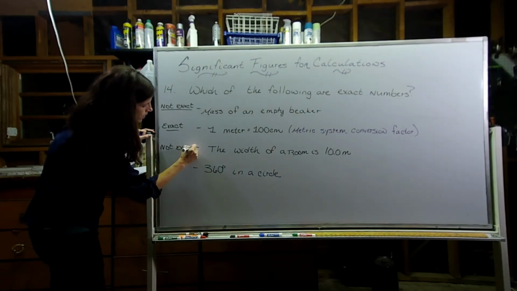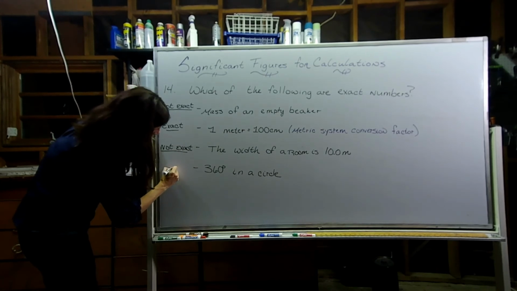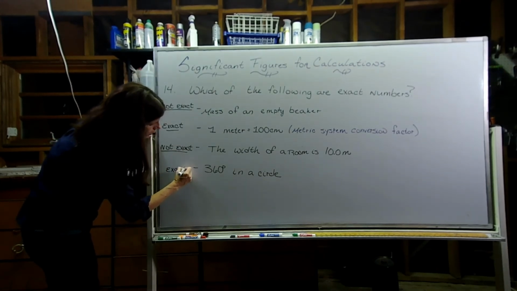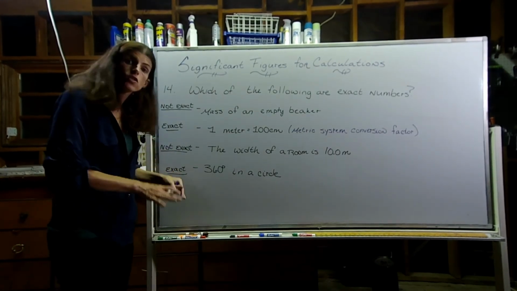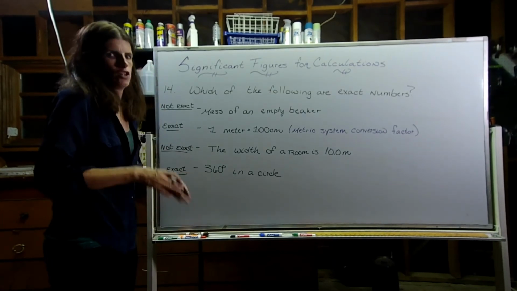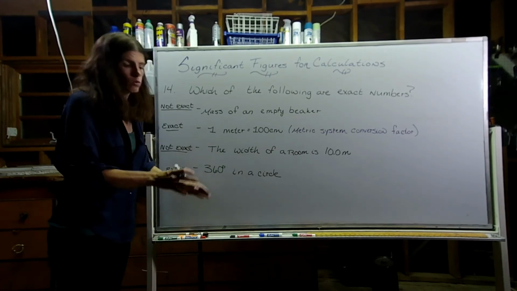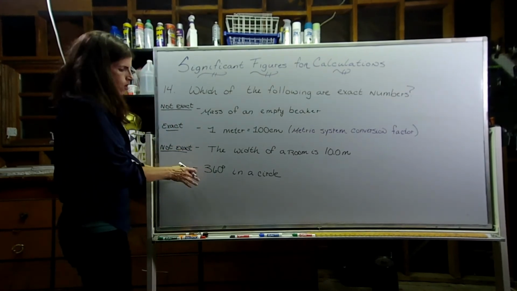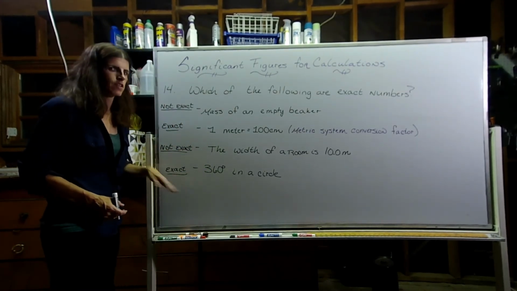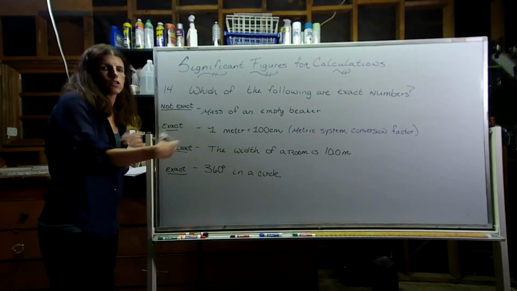And this last one here is exact. The fact that there's 360 degrees in a circle is by definition. We can't question that. That's like a known. It is what it is. So we don't have to worry about sig figs if you're using that value in a larger calculation.